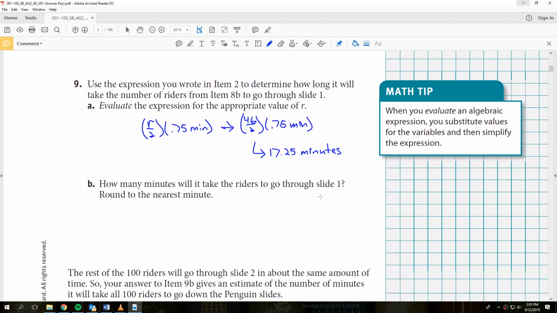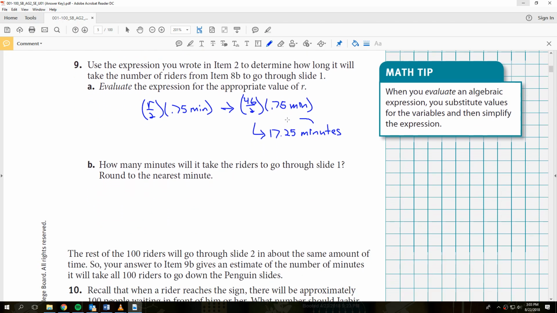So actually, I pretty much just solved that one on accident. I got ahead of myself here. So this goes down here. We are rounding to the nearest minute, so that would be 17. That is a terrible 7. 17 minutes.